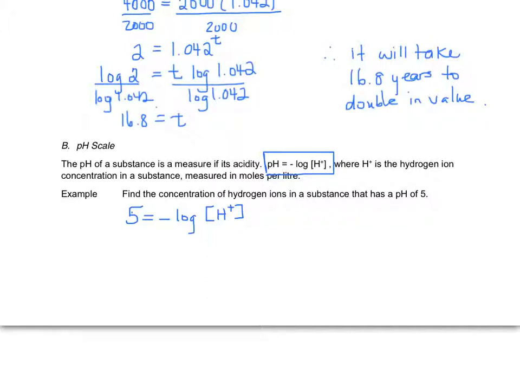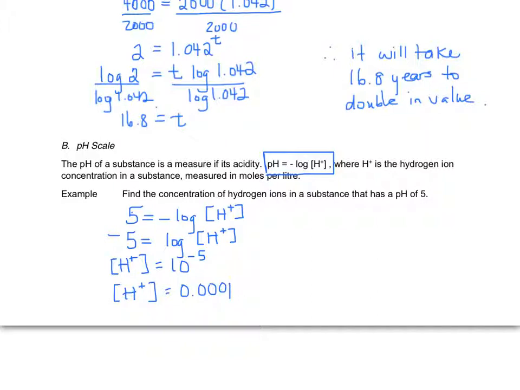And now to solve this equation, the first thing I would do is divide both sides by -1 to get that negative out from in front of your logarithm. And now remember, this is a base 10 logarithm. And so to write this in exponential form, we would say that the hydrogen ion concentration is 10 to the exponent -5, which is equal to 0.0001, which is found by moving the decimal 5 places to the left.